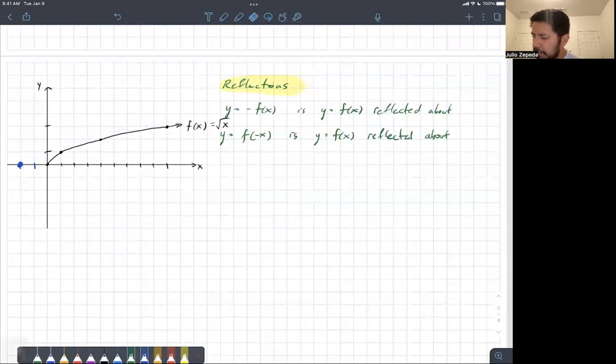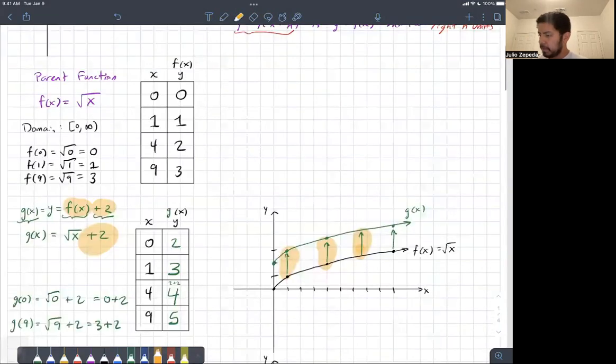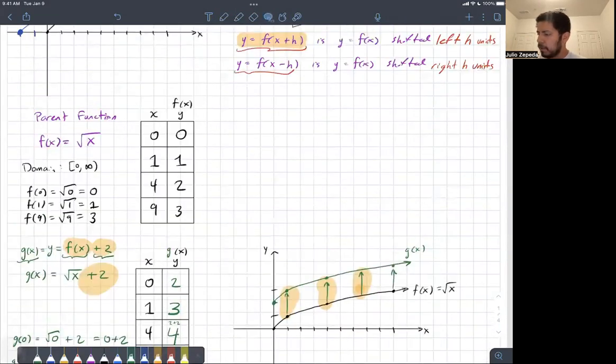This one is actually somewhat simple. We're looking at reflections now. y equals negative f of x. What happens if you put a negative in front, you negate the entire function? Well, oops, and we're going to need our table from before. So we'll take all of this.